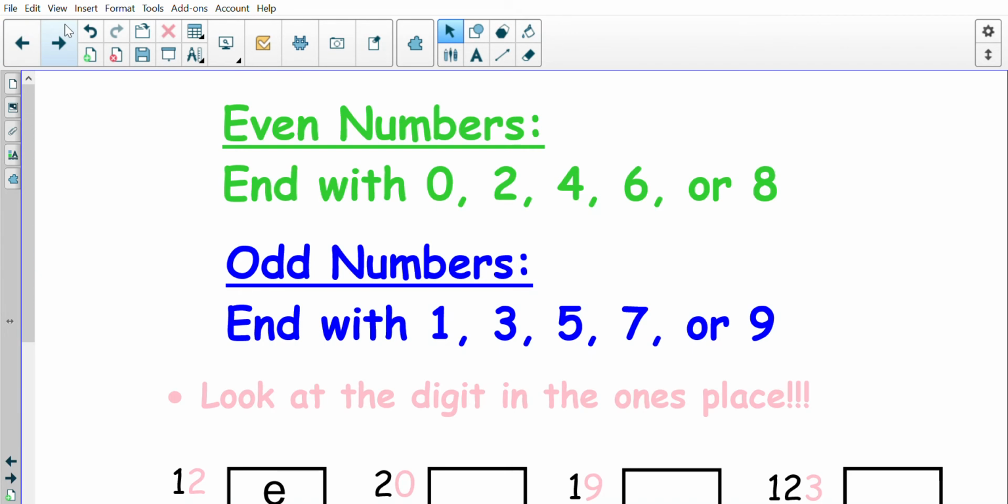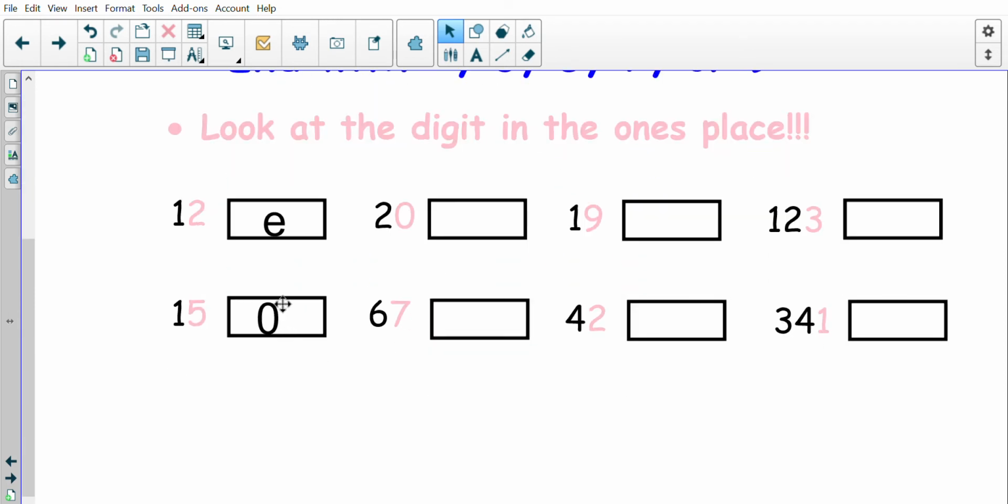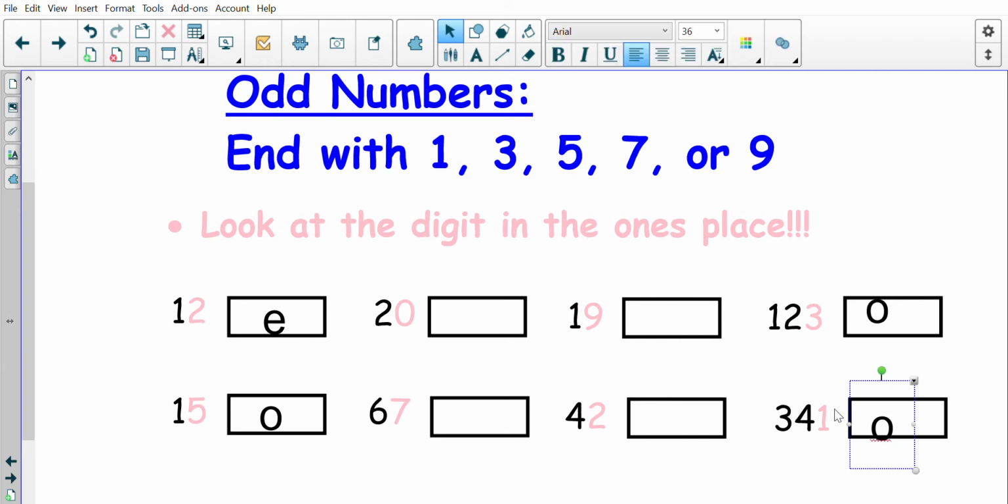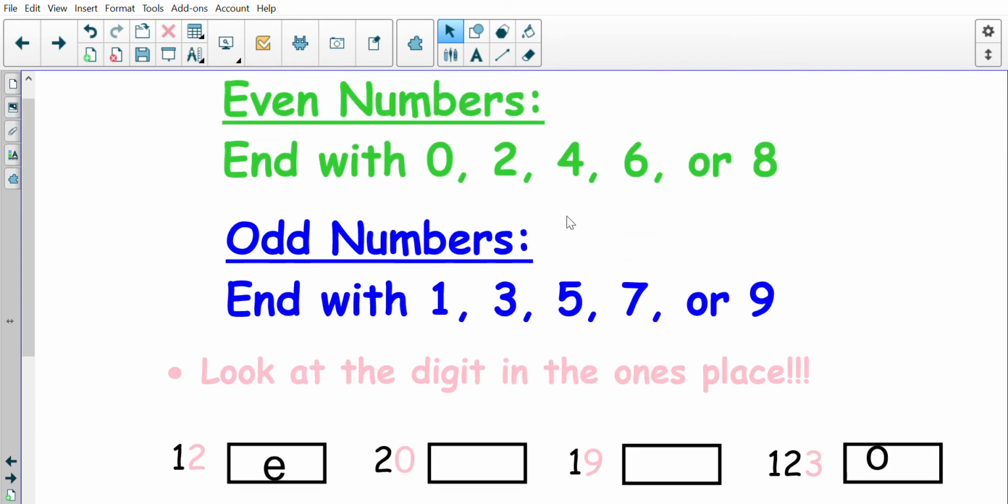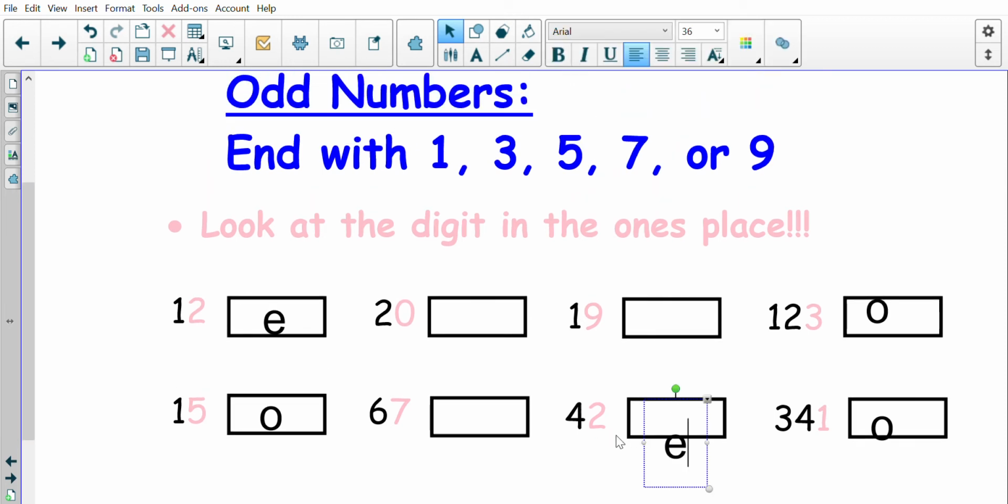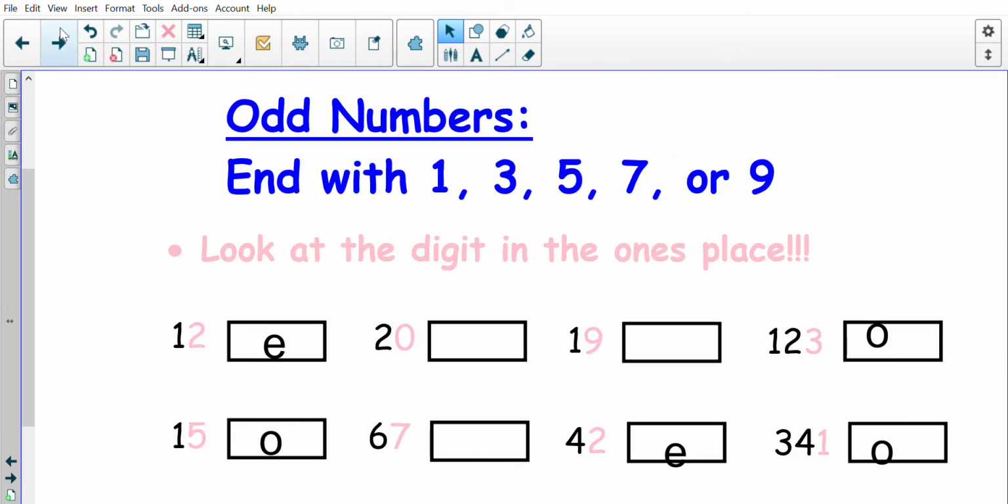Sorry, technical difficulties. There we go. We want to get rid of that and put an O in there. Okay, and then let's go bigger. So 123, if I look at that 3 in the ones place, well, 3 is in the odd column. That one's going to be odd. And then if I have 341, looking at the ones place, well, that's in the odd spot, so we're going to be odd. If I have 42, and even numbers end with a 2, we could divide that evenly, so we would put even for that. Okay, I'll let you do the rest on your own.